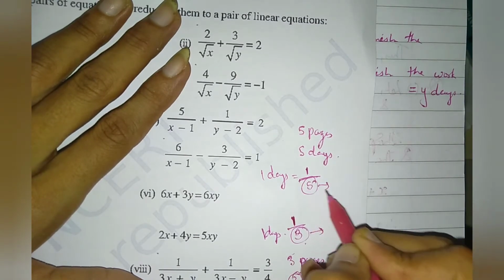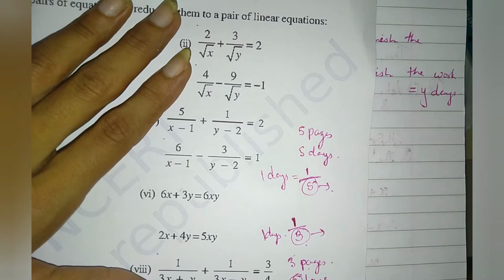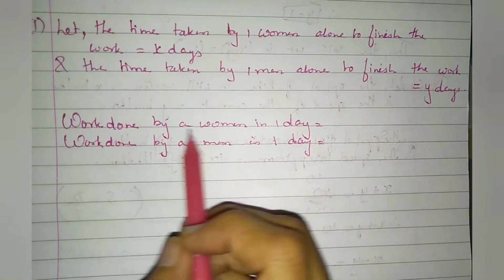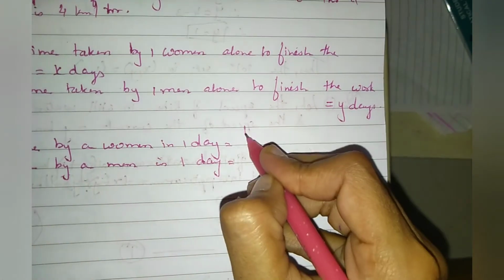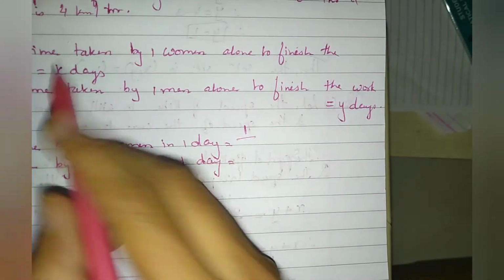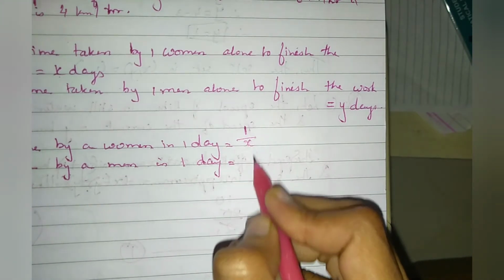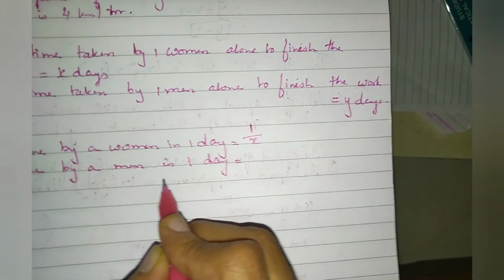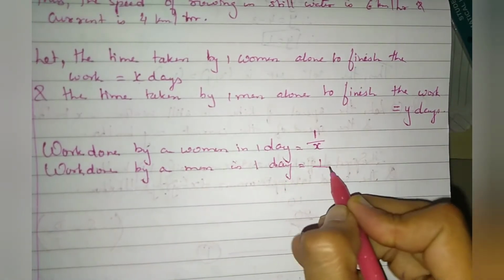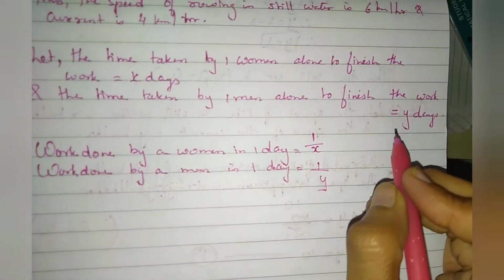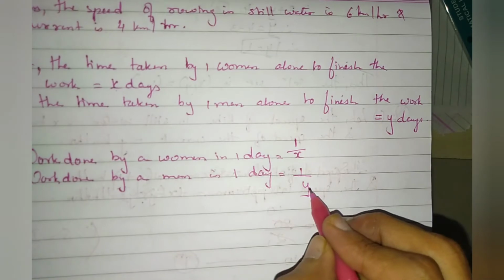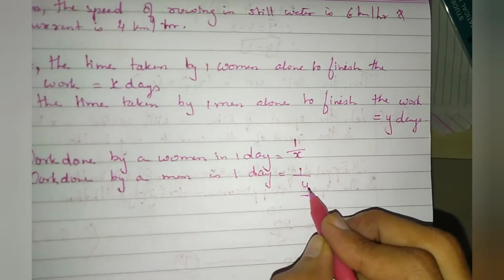1/5. Total we are writing on denominator. So let us see. Work done by a woman in one day is 1/x, total days is x, total we have to write in denominator, and work done by a man in one day is 1/y, y days.